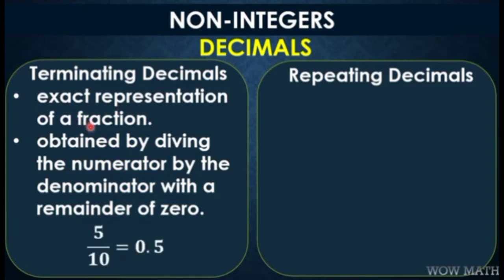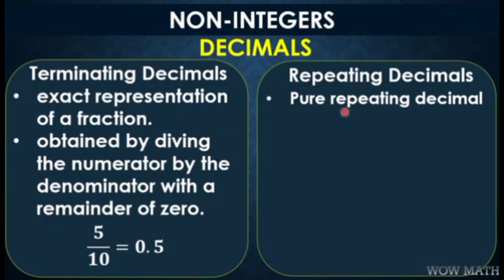So if I have, let's say, 5 over 10, if we're going to divide this, that is 0.5 or 0.50. Exacto siya. Walang remainder, exact ang ating decimal. Now, for repeating decimals, when we say repeating decimals, we have two kinds of it. First, we have the pure repeating decimal.